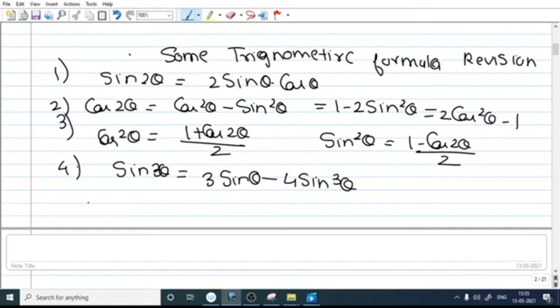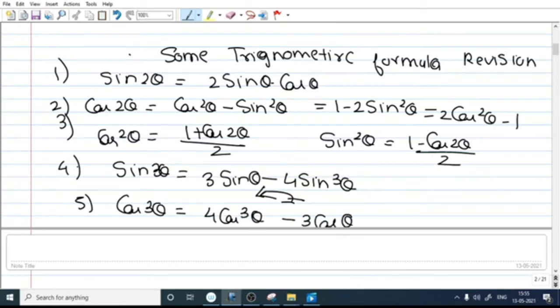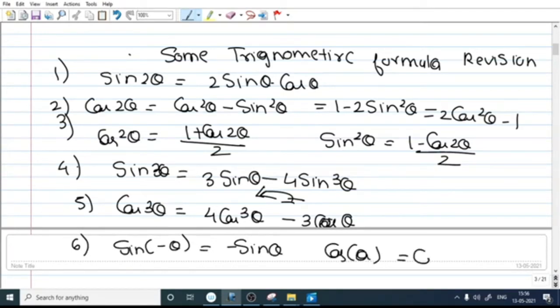Similarly, its brother cos 3θ is just the reverse, where the terms swap places in the case of cos. So it will be 4 cos³θ minus 3 cos θ. After this, the next formulas are very simple ones: sin(−θ) is −sin θ, and cos(−θ) is cos θ.